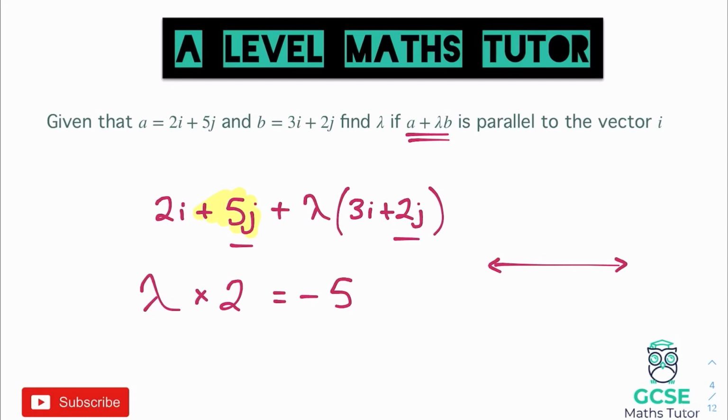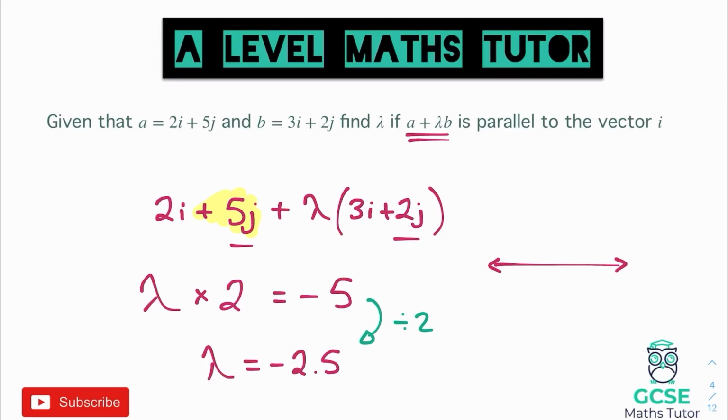Well, that's easy enough. We can solve that like an equation. We can divide both sides by 2, and we'll get that lambda has got to equal negative 2.5, and that's negative 5 divided by 2. And again, we can write this working out down just here, so divide by 2. And there we go, there's our answer.